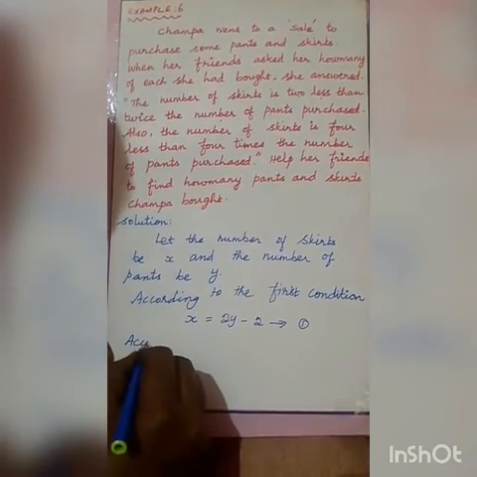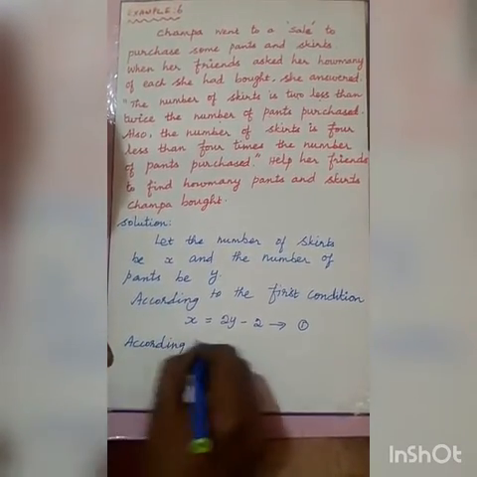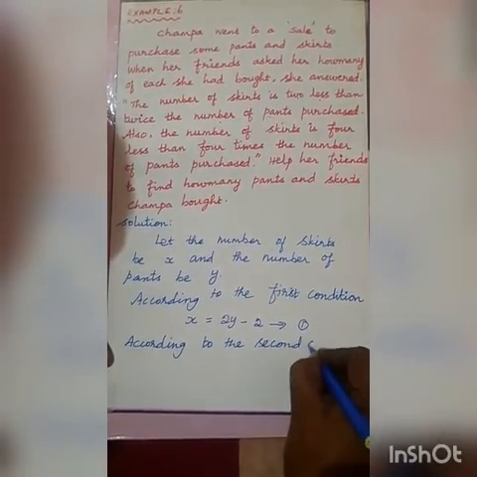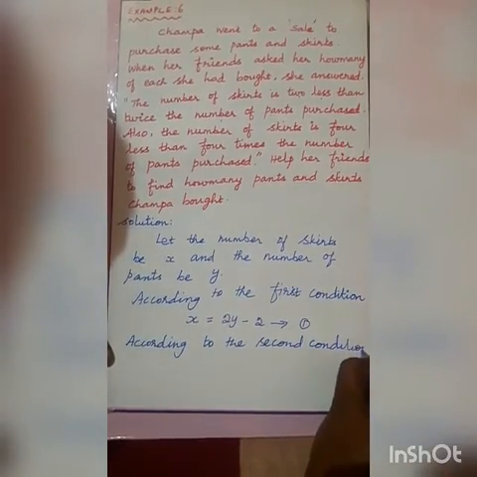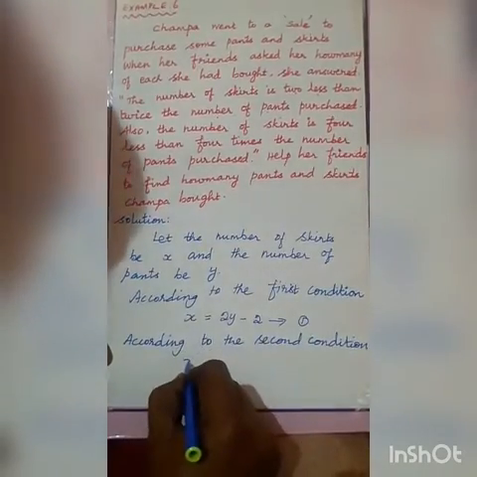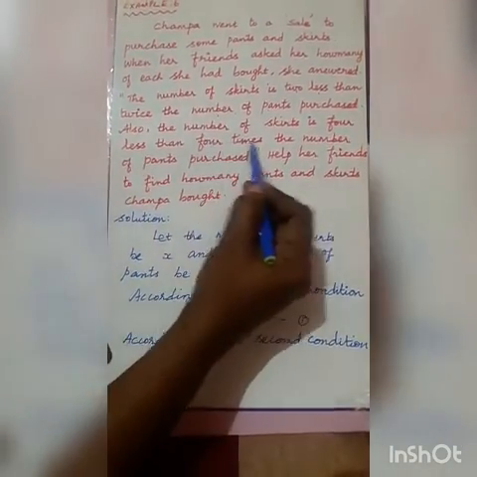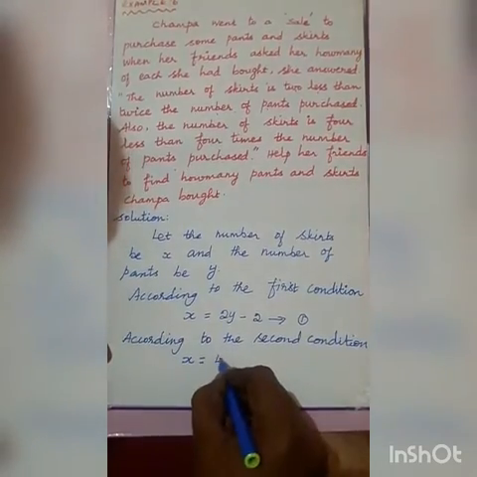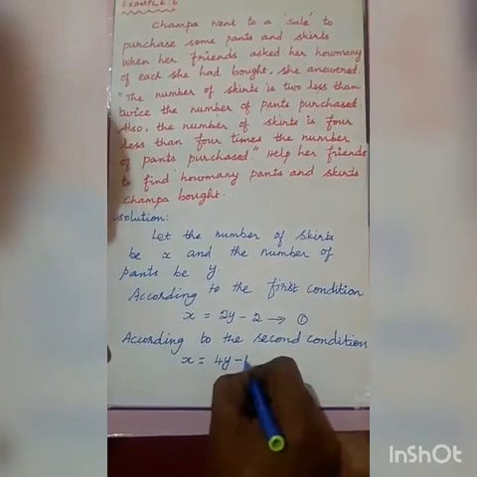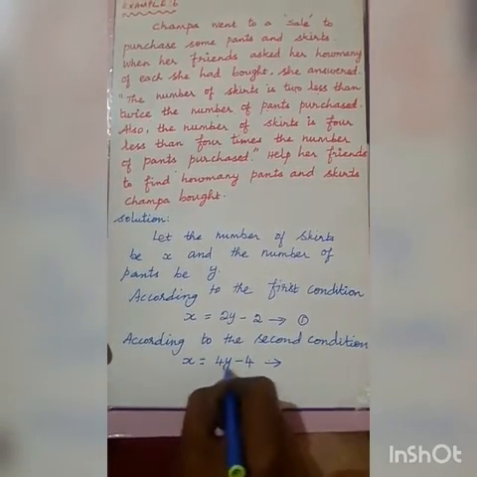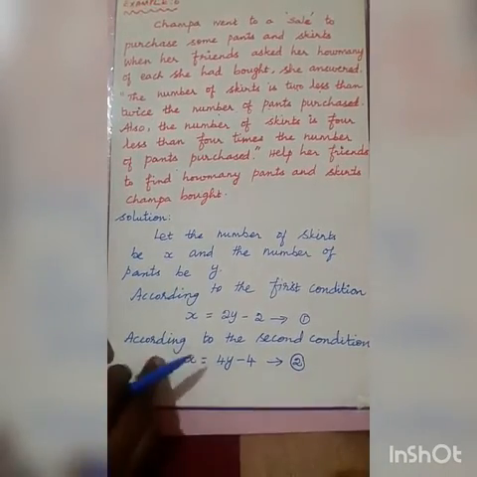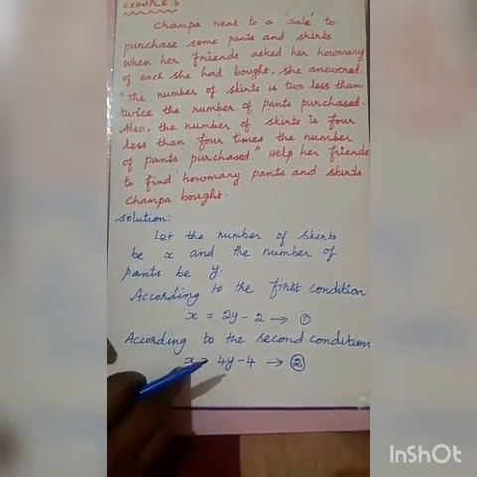And then, according to the second condition, the equation becomes: number of skirts is, therefore x is equal to 4 times the number of pants, therefore 4y, less than 4. Therefore you have to put the minus sign. Therefore x is equal to 4y minus 4. This is considered as equation 2. Now you have to take the two equations and solve them.